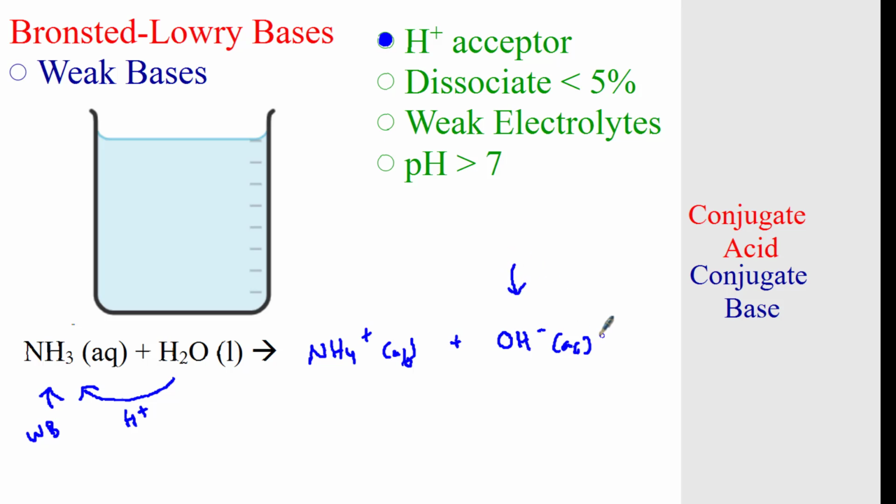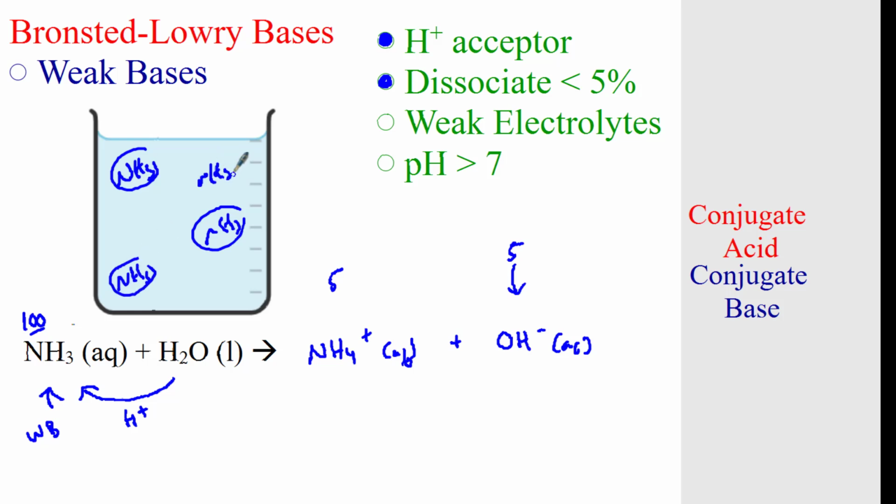And that's what tells you this is a weak base: it produces OH minus. A very, very small percentage of OH minus, but it's still going to produce a little bit. It's only going to dissociate less than 5%, which means if you had 100 particles of this, only 5 particles would break up into the NH4 plus and the OH minus, so you're going to have a bunch of NH3 in the solution. It's not going to dissociate, it's not going to ionize, it's not going to break up very much. Only a small percentage is going to break up into OH minus and NH4 plus.